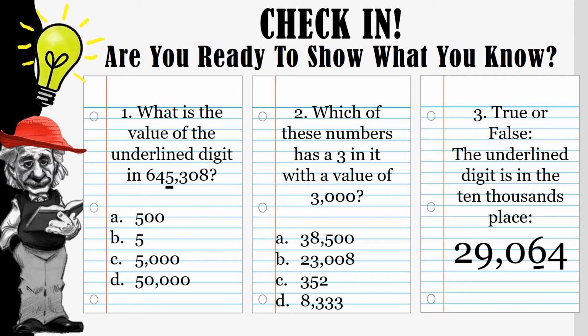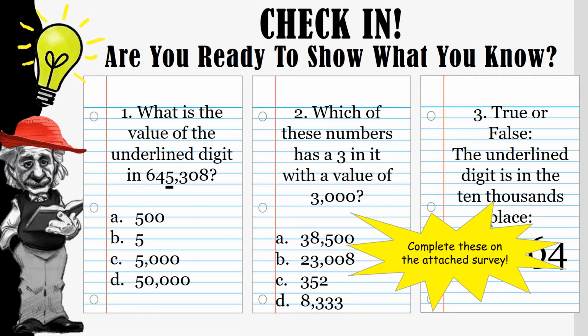which of these numbers has a 3 in it with a value of 3,000. Look closely because there's a 3 in all those numbers. And number 3 is a true or false question. The underlined digit is in the 10,000s place. Is that true or false? Remember, all of these you can complete on the attached survey. The questions will be there as well. Let's move on.